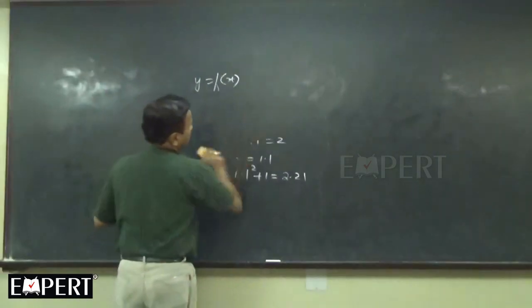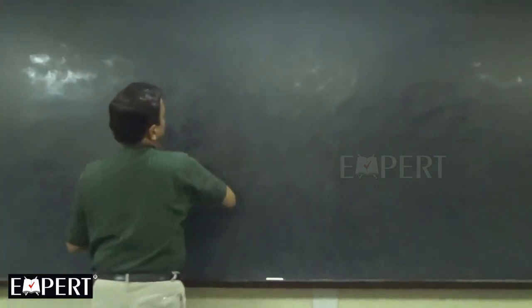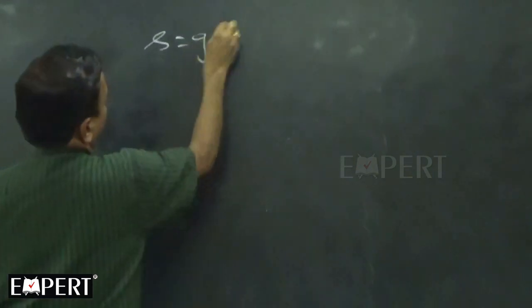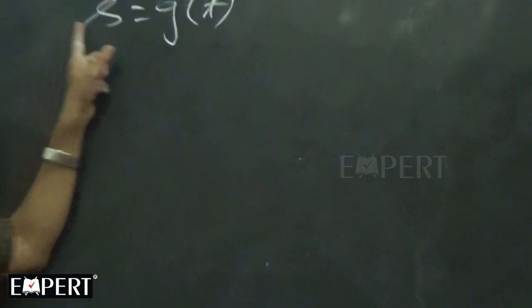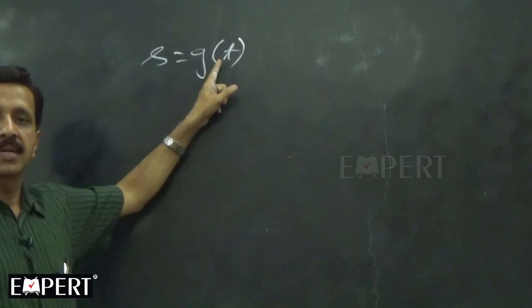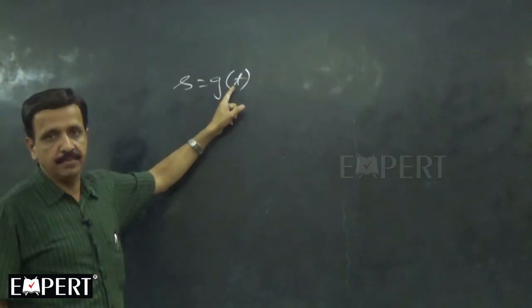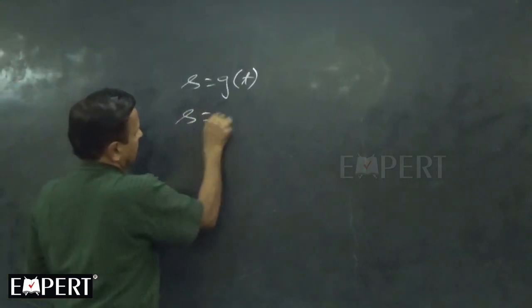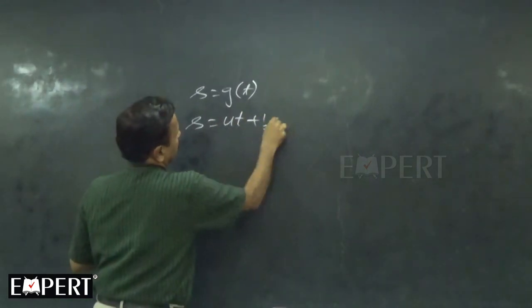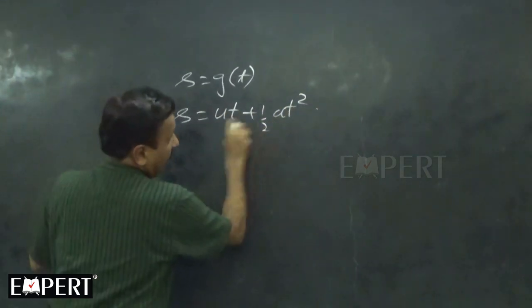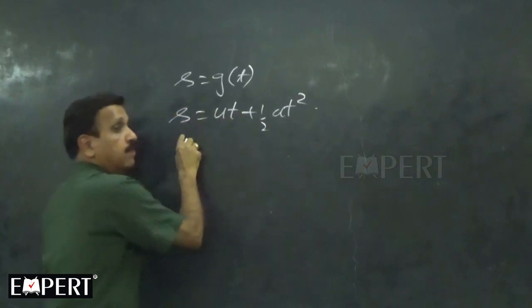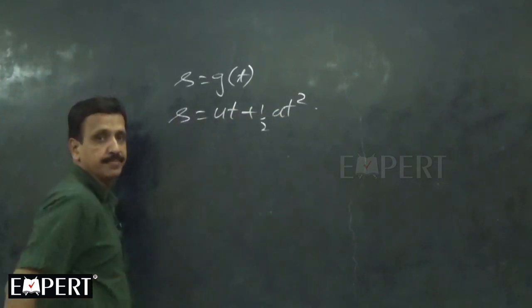It need not be y is equal to f of x. It can be, say for example, s is equal to g of t. Displacement is a function of time. Displacement varies with respect to time. Example of that is s is equal to ut plus half a t square. U and a are constants. Displacement varies with respect to time.